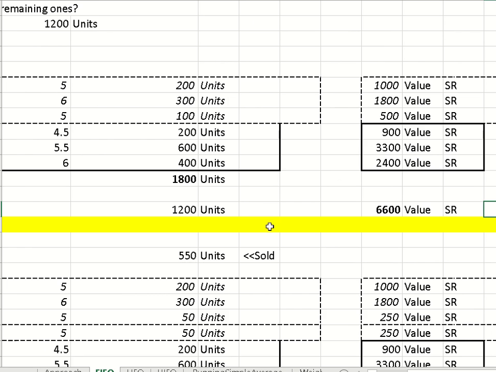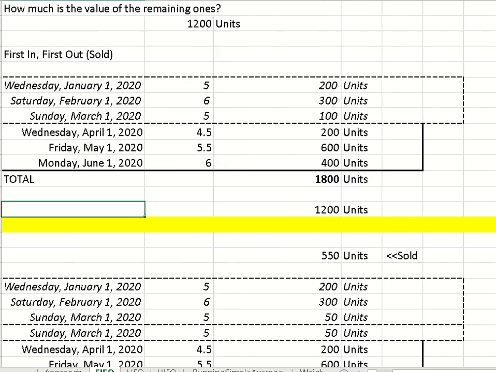And the total value of all of this is 6,600. Because you see, from here to here, this is the sum of I-24 to I-26. If you press F2, see this? So this 6,600 would be the value of the stock inside the inventory.